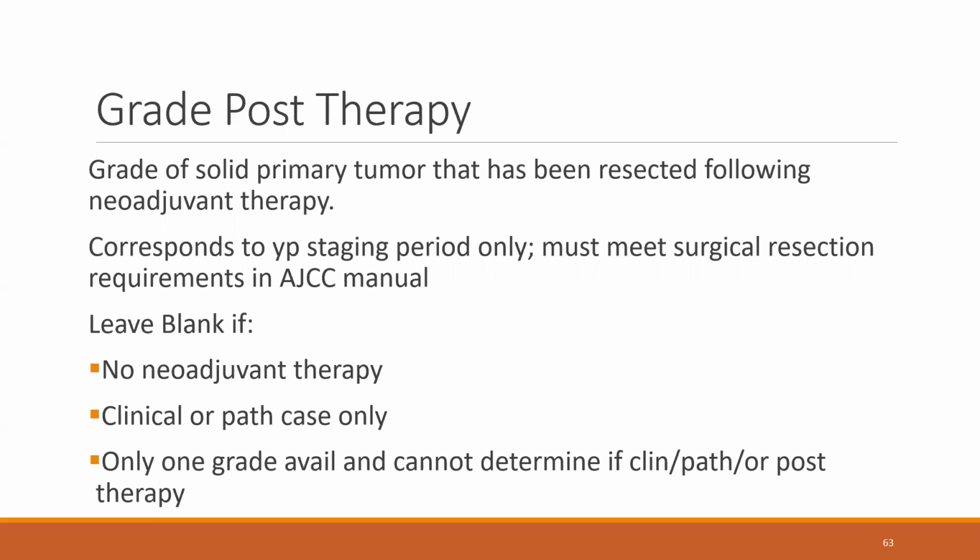Okay, grade post-therapy. This will be the grade from the solid primary tumor that has been resected after neoadjuvant therapy. This corresponds to the YP staging period only, and it has to meet the surgical resection requirements in the AJCC manual. So you're going to leave this blank if there's no neoadjuvant therapy, if it's a clinical or a path case only, or if you only have one grade and you don't know what it is. Again, our rule is to code that into the clinical.